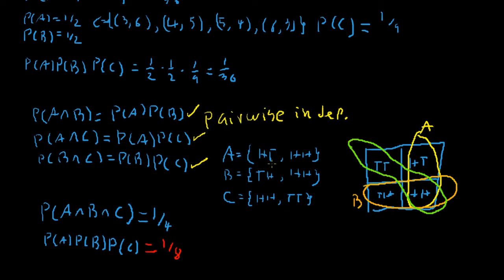So A and B, knowing them together, gives me perfect information about whether or not C happened. If I tell you A happened, you know it's heads, tails, or heads, heads. And if I tell you B happened, you know that it's either tails, heads, or heads, heads. But if I tell you that they both happened, then you know it's heads, heads. And if I tell you that they both didn't happen, then you know it's not heads, heads, and it's not tails, tails. So if I know two of the events, I know exactly whether or not the third happened. And that is why they're not three-way independent.